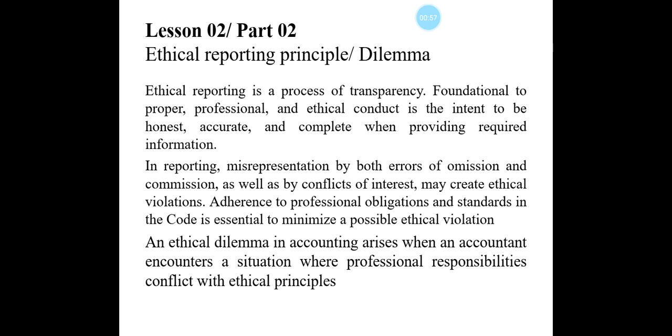Whereas an ethical dilemma in accounting arises when an accountant encounters a situation where professional responsibilities conflict with ethical principles, which means that he should decide between two situations: his profession versus his ethical principle. So let's read these definitions.